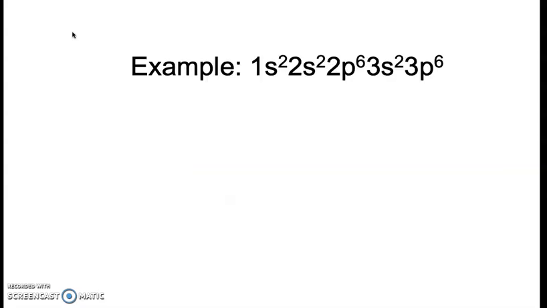Now, an example of electron configuration is with this example right here. What do we have here? We have a number in front, we have the letter, and an exponent. Then we have a number in front, letter, exponent. And it repeats itself from left to right. Each one of these is a specific sublevel, all right? And you have the number of electrons at the top. So let's look at the different portions here.